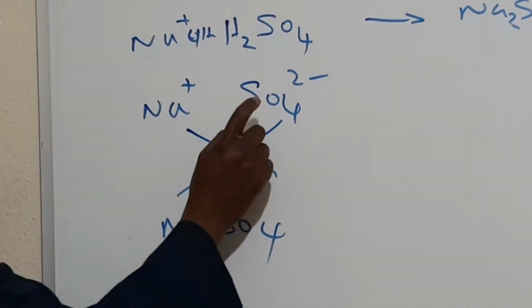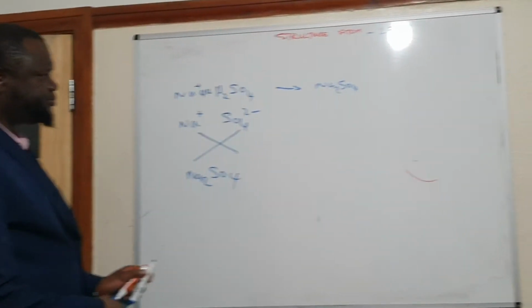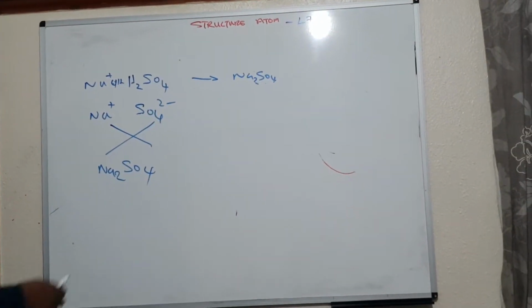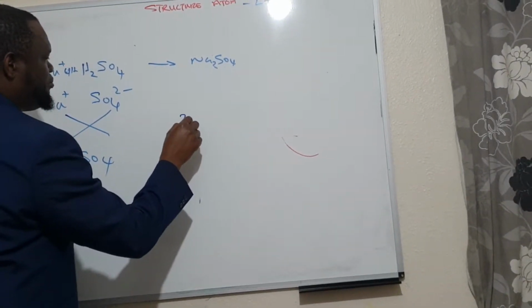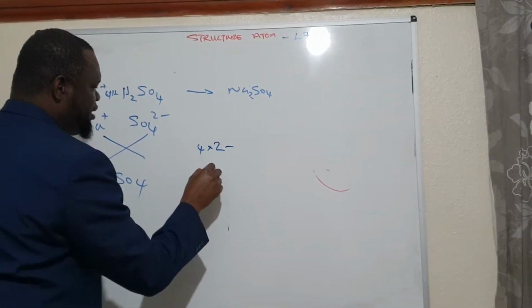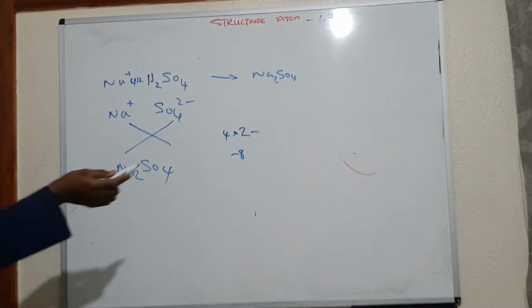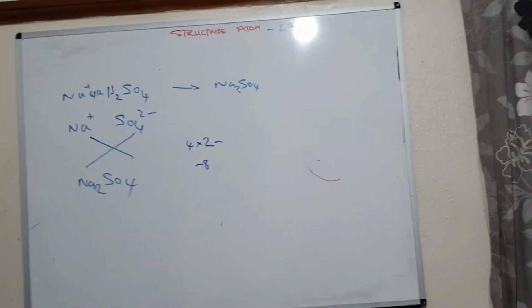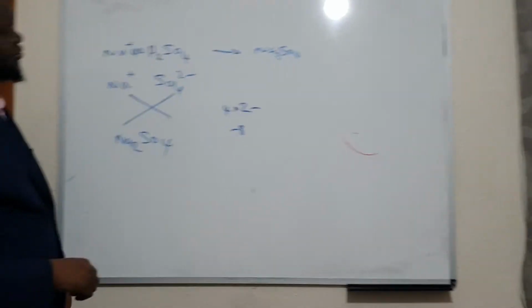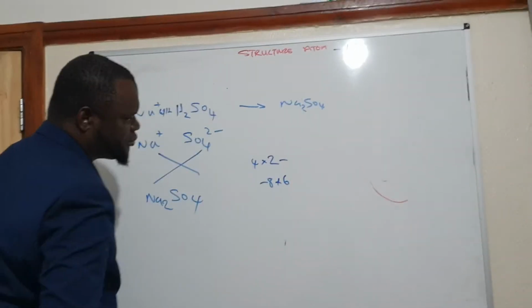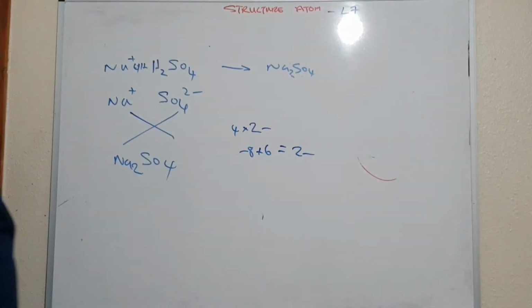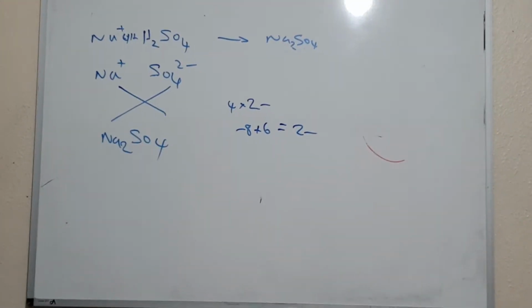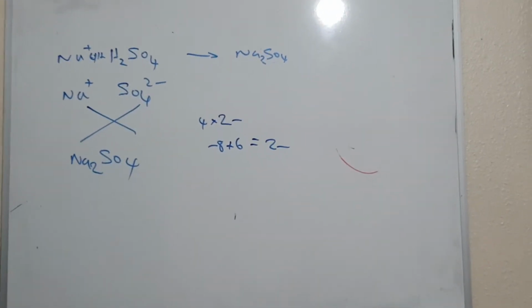Now, how this is 2 minus, we'll come to know. How many oxygens do you have? 4. And oxygen is 2 minus. So if you multiply by 4, it will be 8 minuses. So the sulfur that is coming here should have 6, to make this 2 minus. You need 6 in each atom's cell. When they combine, it will be that minus.